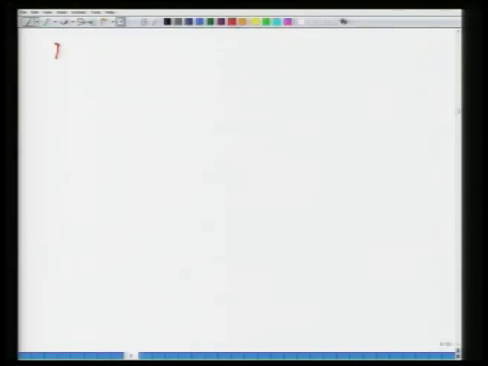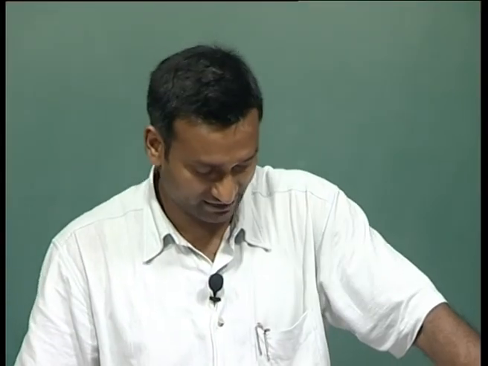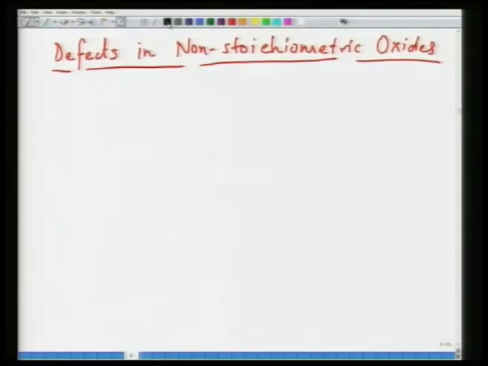So, now we will look at defects in non-stoichiometric oxides. We will take examples of oxides, because oxides are first of all examples of ionic materials or electroceramics, and most of the electronic and magnetic ceramics tend to be oxides, and these are the materials which are more prone to having this non-stoichiometry. So, typically of two types.